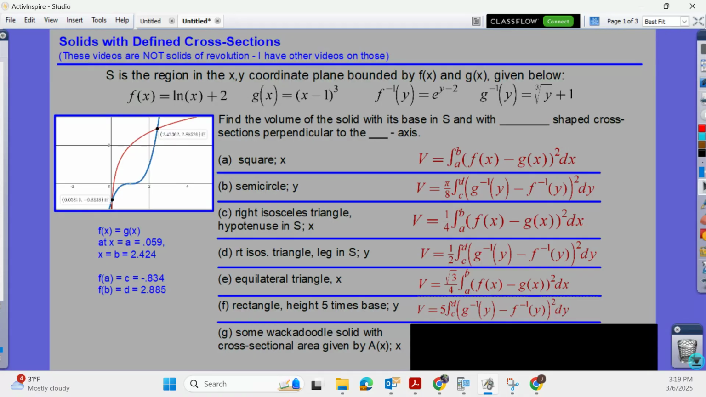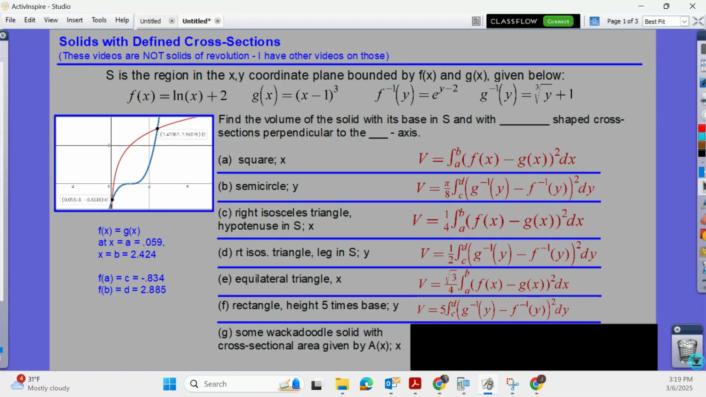Okay? I didn't show these on decimals, so I'll show that at the end of this video. I don't have the rectangle ready on there, but I have the 3 different triangles. I have all the different formations of the triangles. I do want to talk about one more thing here, G. I wrote some wackadoodle solid with a cross-sectional area given by A of x. I have seen this on the AP exam before. Sometimes they're good at throwing a curveball at you, asking a question in a different way.